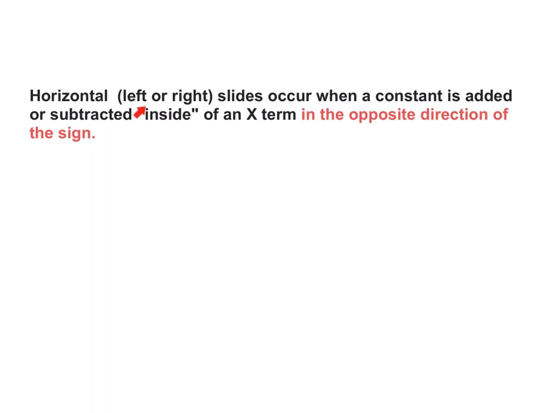So the horizontal slide, left to right, occurs when a constant is added or subtracted inside of an x term. Okay? And that really only happens in two of the cases. It happens with the absolute value. It happens with the quadratic. All right? The key thing here is the horizontal slide actually moves in the opposite direction of the sign.